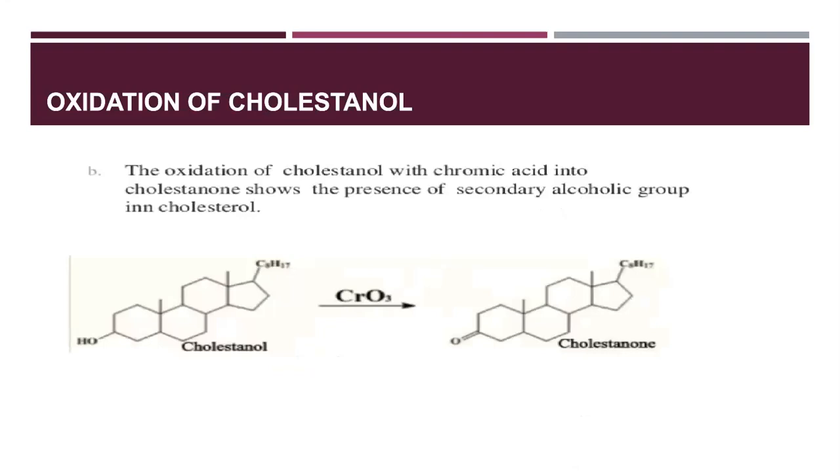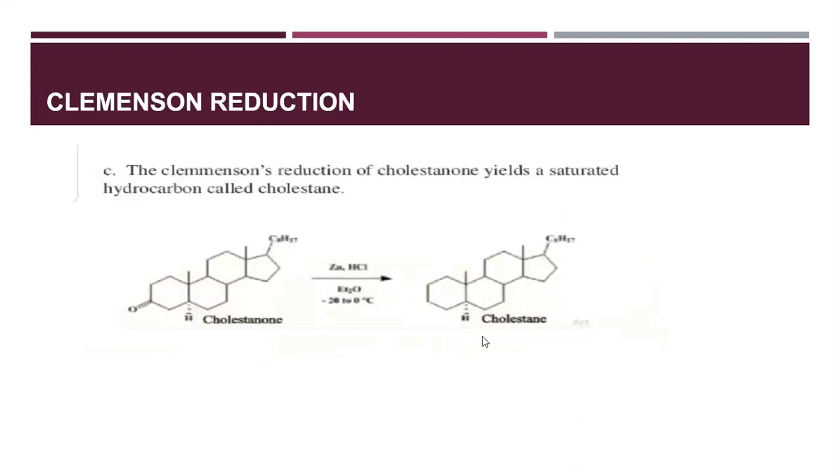Oxidation of cholesterol. The oxidation of cholesterol with chromic acid into cholestenone shows the presence of a secondary alcoholic group in the cholesterol. Here we can see that at the carbon number 3, a hydroxyl group is present, and cholesterol is converted with the help of chromic acid into cholestenone. And here we can see a double bond O is attached to the carbon.